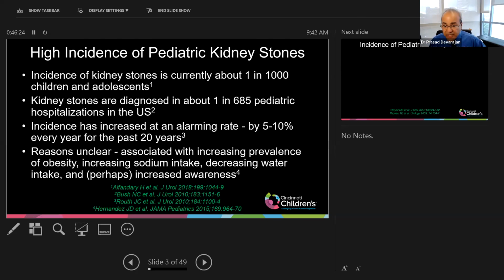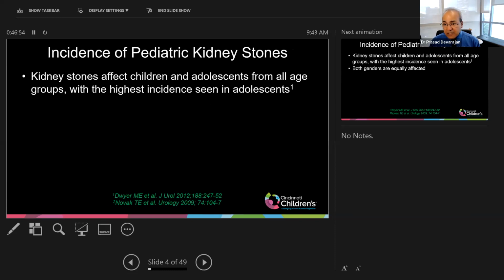It's associated with increasing prevalence of obesity, increasing sodium intake, decreasing water intake, and perhaps increased awareness. But these are just associations. This is not a cause and effect. But clearly, we're seeing more and more kidney stones. And that's why about 10 years ago, we started a dedicated stone center here in my institution. It affects children and adolescents from all age groups, but the highest incidence is seen in adolescents.